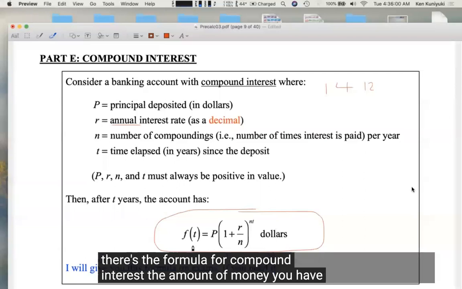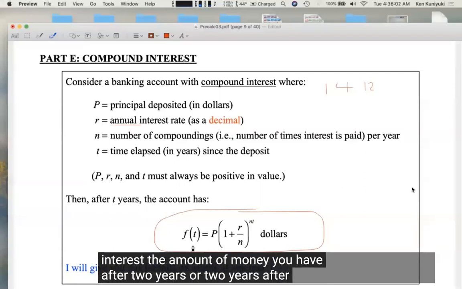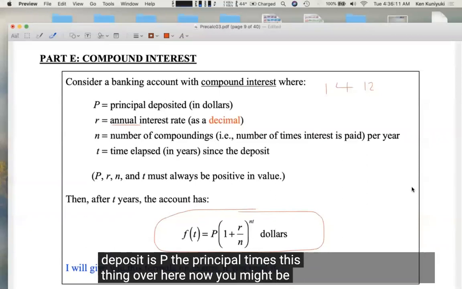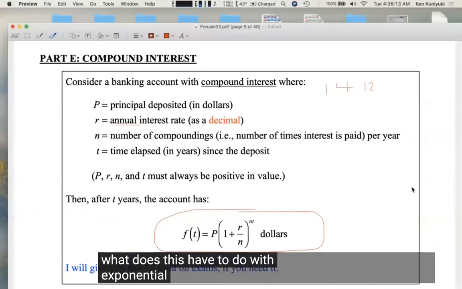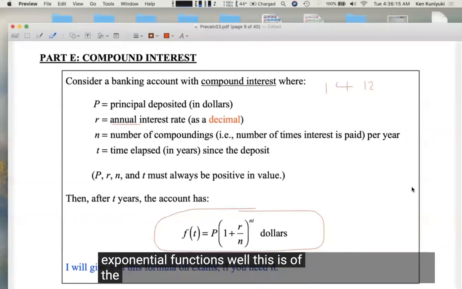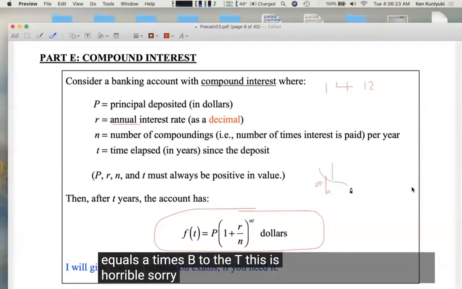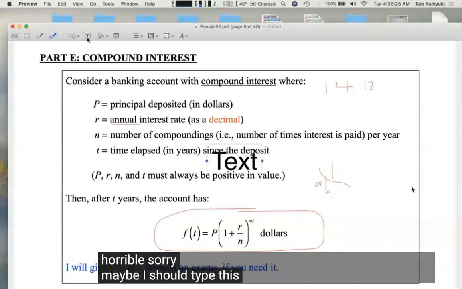The amount of money you have after T years, or T years after the deposit, is P, the principal, times this thing over here. Now, you might be going, what does this have to do with exponential functions? Well, this is of the form of that basic model: f of t equals A times B to the t. This is horrible, sorry. Maybe I should type this.